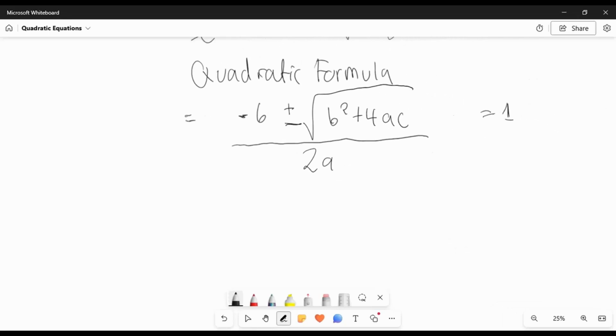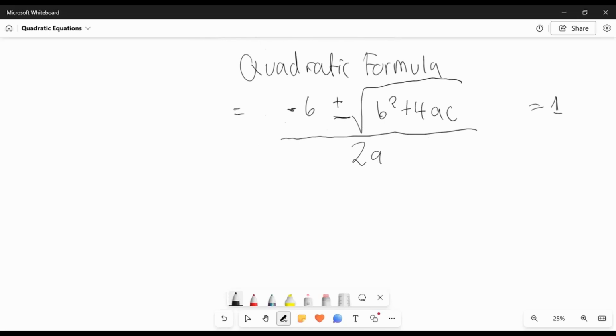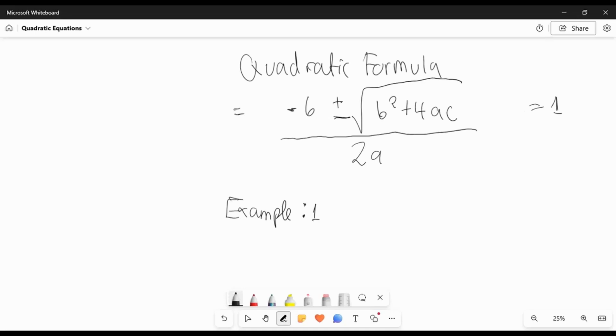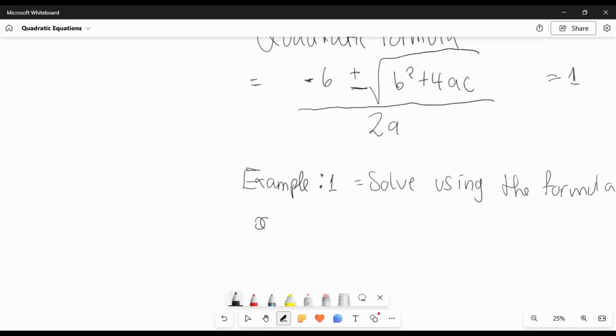I'm going to give you two examples in this video to show you how to solve using the quadratic formula. So this is example 1, by the way. Solve using the formula: x squared plus 5x plus 6.